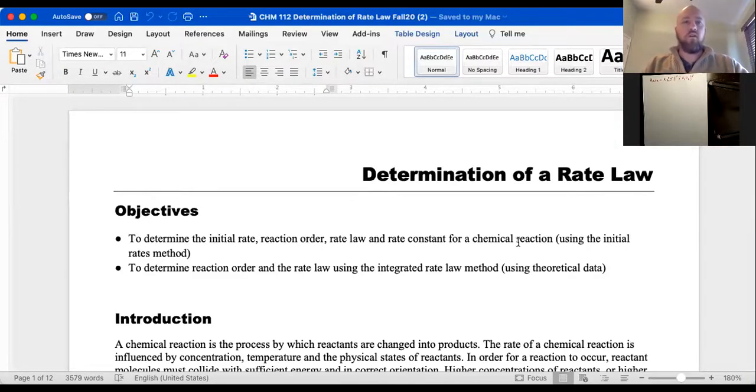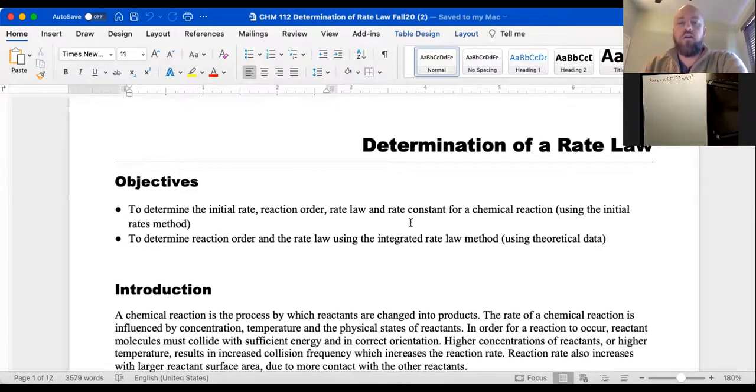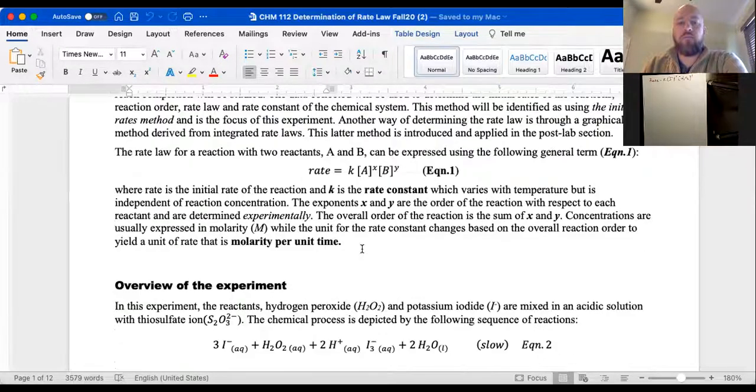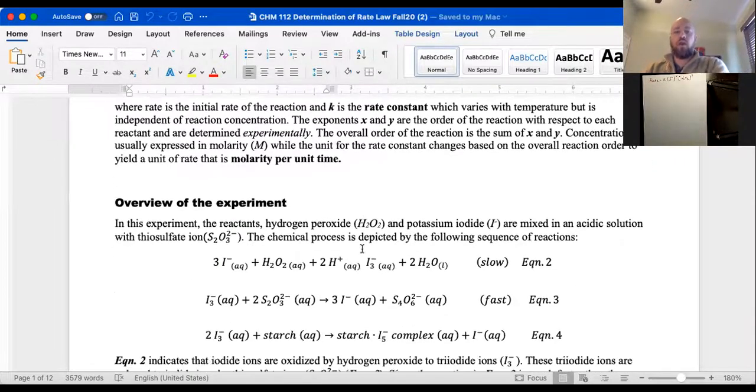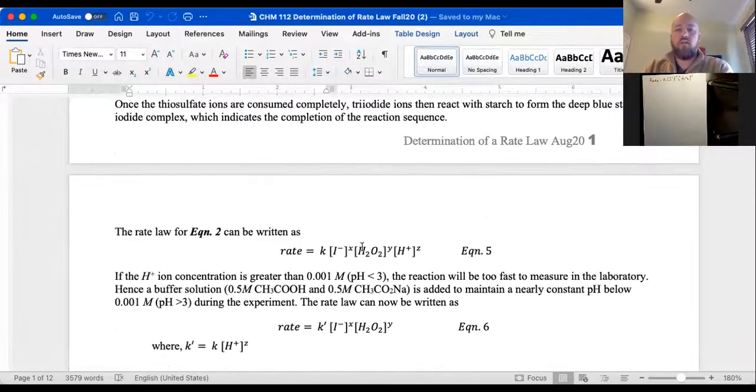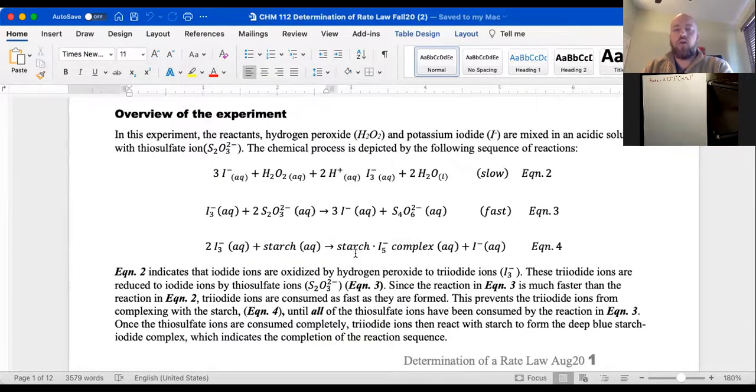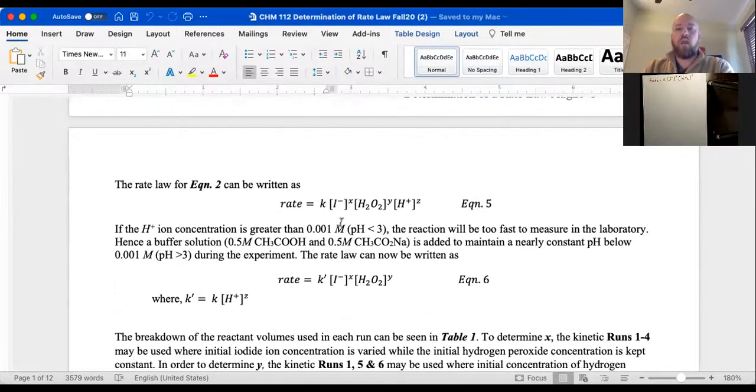Okay, good afternoon, everyone. So here we're going to look at the kinetics lab that we have. We want to determine the rate law of a particular reaction. The reaction here, again, is a relatively simple iodine reaction, and here we're mixing iodine and peroxide.